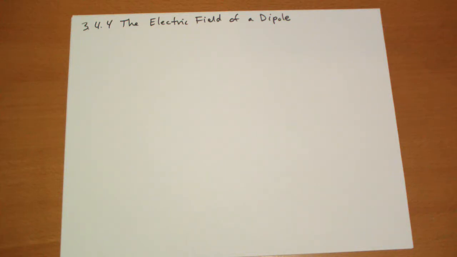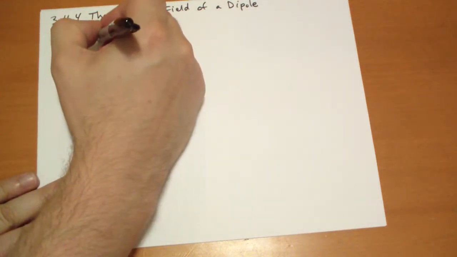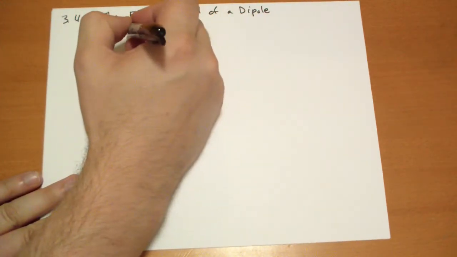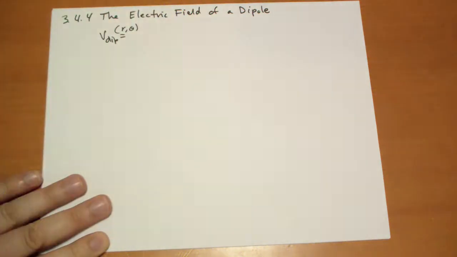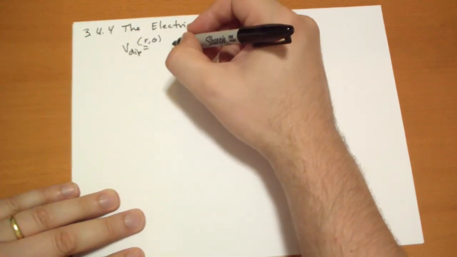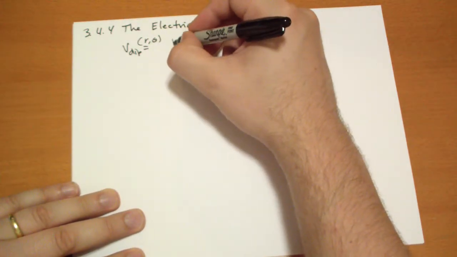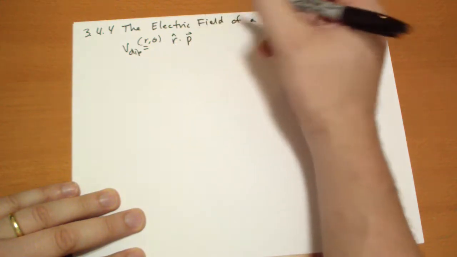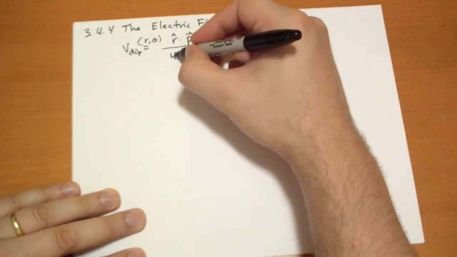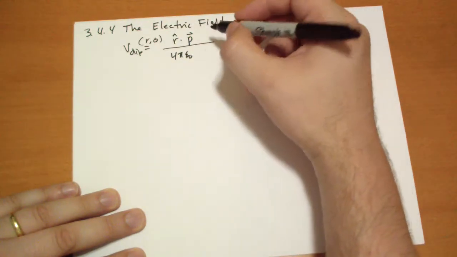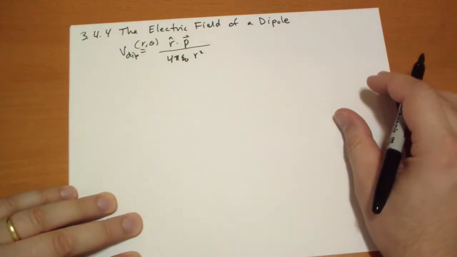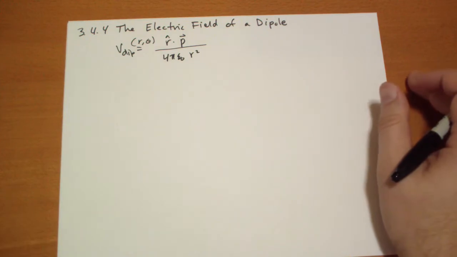Let's get started. So the electric field of the potential of a dipole, the dipole term. Well, this is going to depend on r and theta. He writes it out this way: r hat dot the dipole moment, divided by 4 pi epsilon naught, and we have r squared, the distance from the origin, squared.